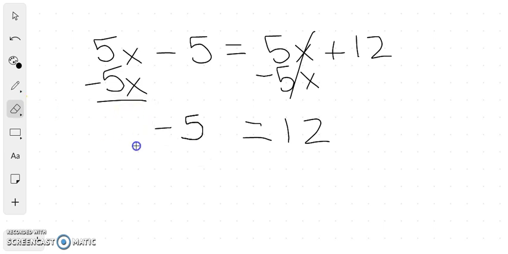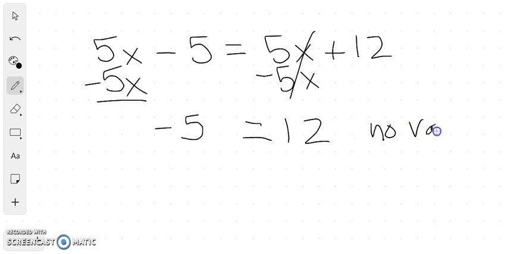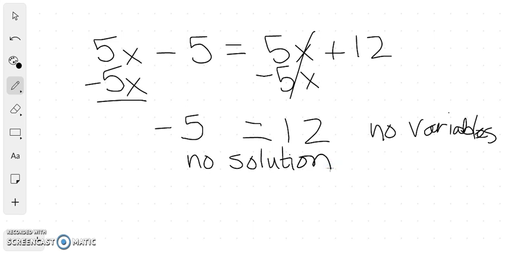So this is a very odd thing to happen. It only happens very rarely, where the variables disappeared completely. There are no variables left. And this can only happen when you have variables on both sides to start with. So this never happened with two-step or one-step equations. So when that happens, we have two situations. The first is what you're seeing here. Negative 5 equal to 12 is just not true. Negative 5 never equals 12. Doesn't make any sense at all. So this means we have no solution. It just didn't work. You can't do it.